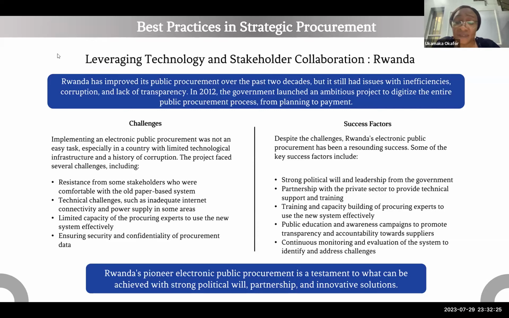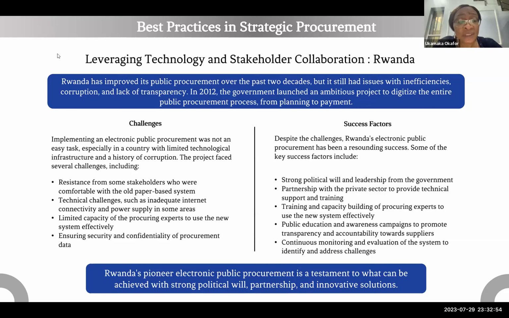And what are the success factors? They have strong political will and leadership from the government. So the leadership did not just make policy without implementation. They made the policy and they backed it up politically. And they had the strong will, the political commitment to ensure that that policy worked out. Then there was the partnership with the private sector to provide technical support and training.